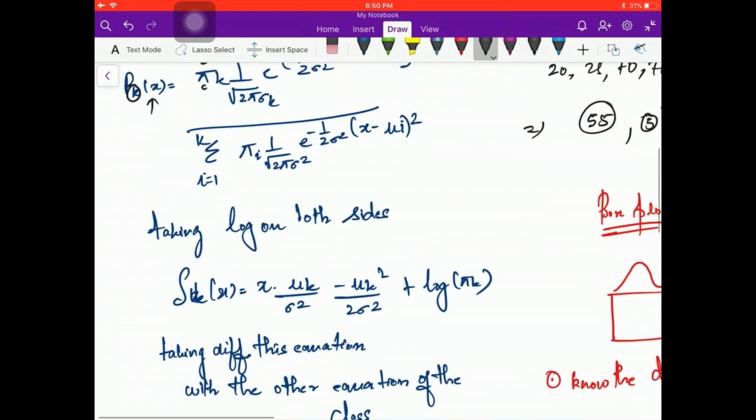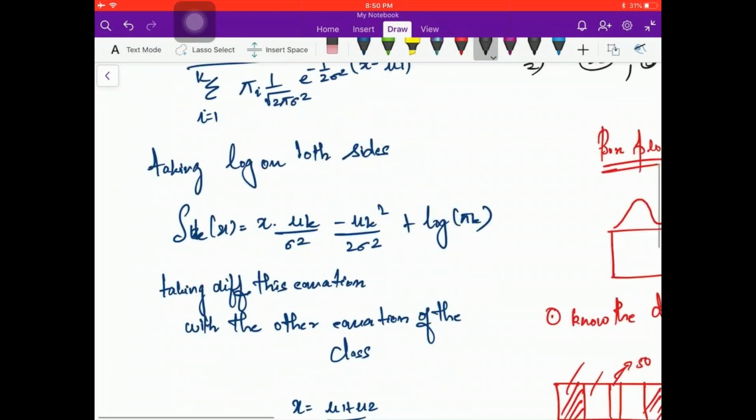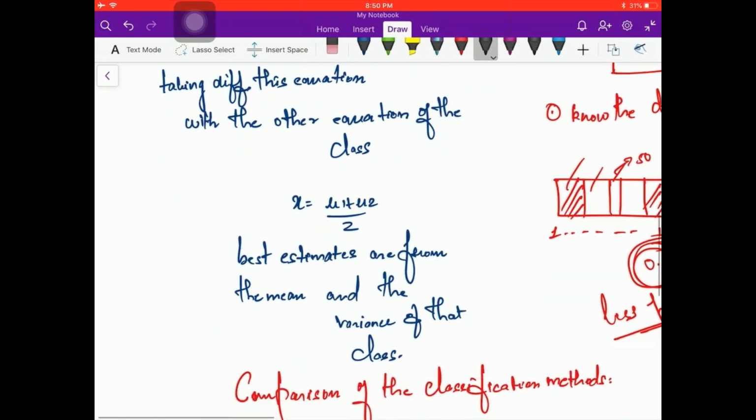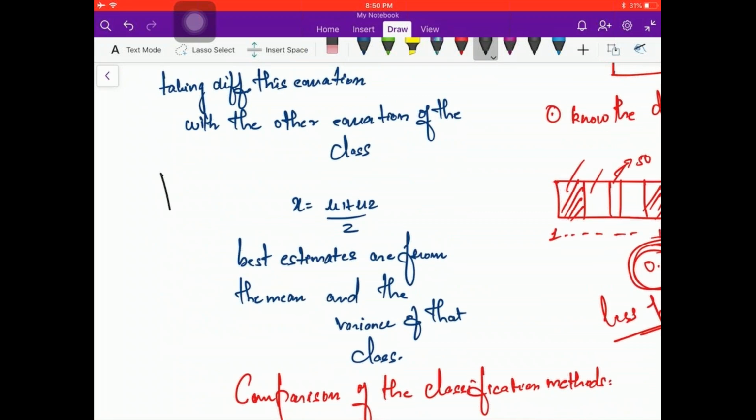If you take log on both sides, this will come. No need to go into depth of what comes. Basically what we are trying to say is your decision boundary between two classes. So let's say this is high, this is low. Your decision boundary will be the center of these two means. So if this is mu1, this is mu2, mu1 plus mu2 by 2, the center of this will be the decision boundary, and that will be a linear decision boundary.